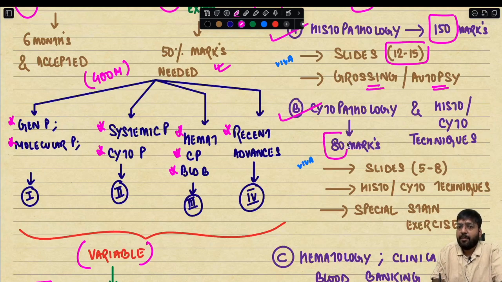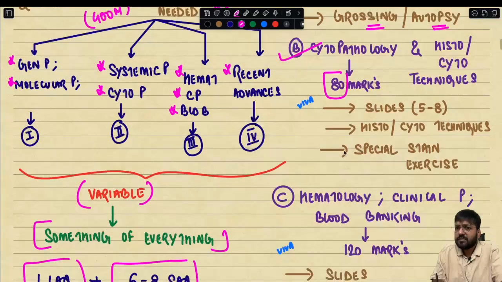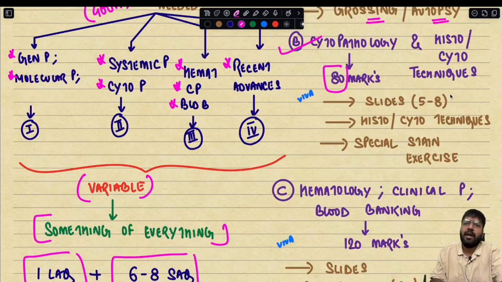This is carrying approximately 80 marks. So what does it comprise? Approximately 5 to 8 slides will be there, of clinical pathology. So cytology slides can be there. You will be asked about the histocytological techniques, as well as a special stain exercise might be there under this section.